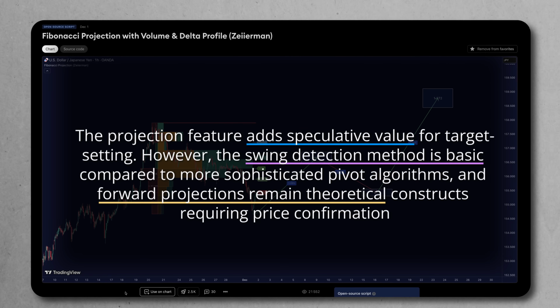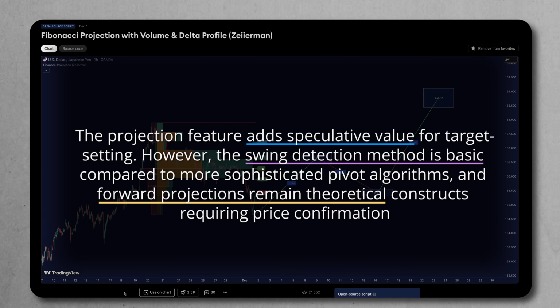However, the swing detection method is basic compared to more sophisticated pivot algorithms, and forward projections remain theoretical constructs requiring price confirmation.